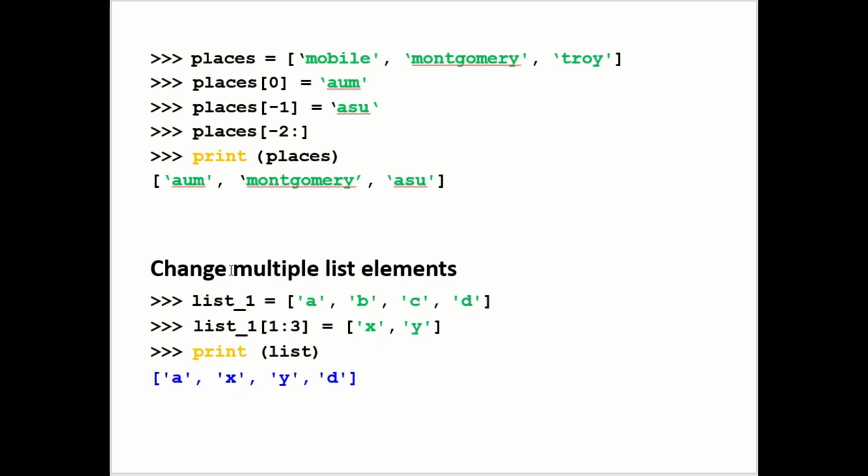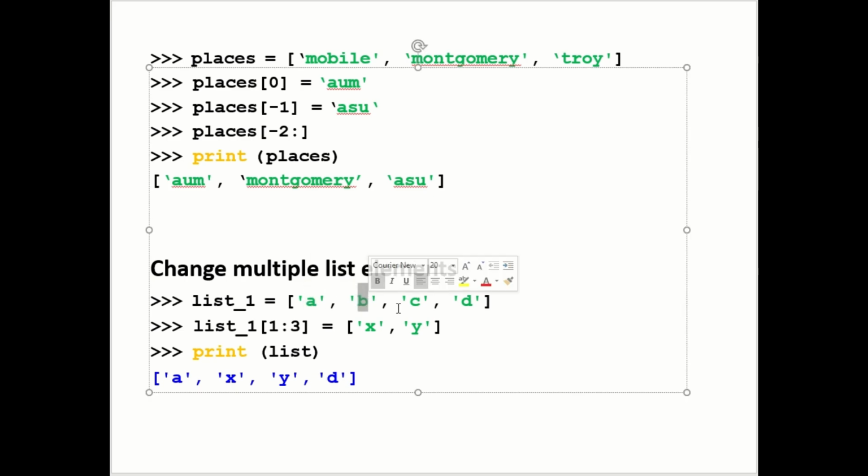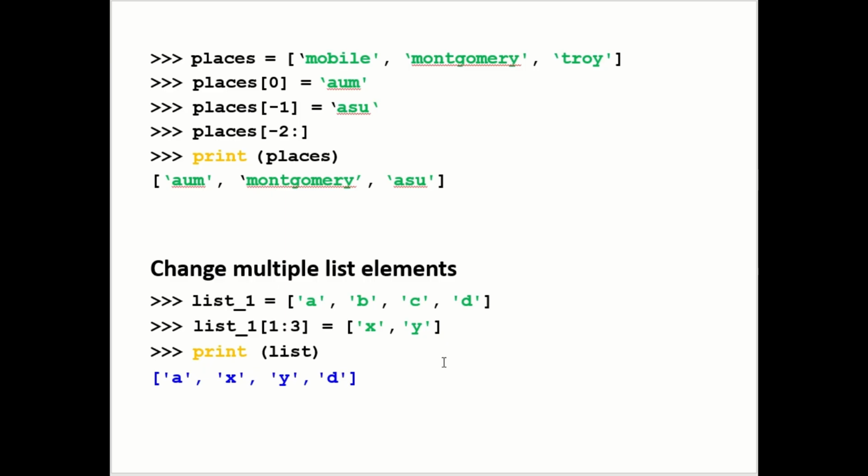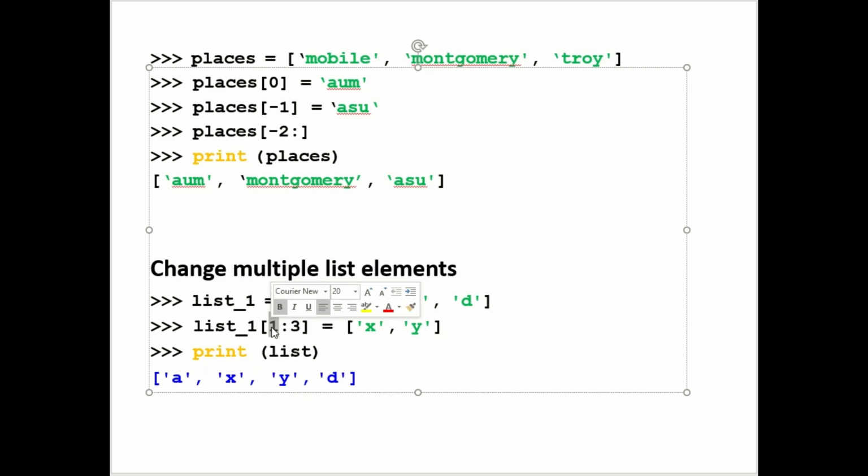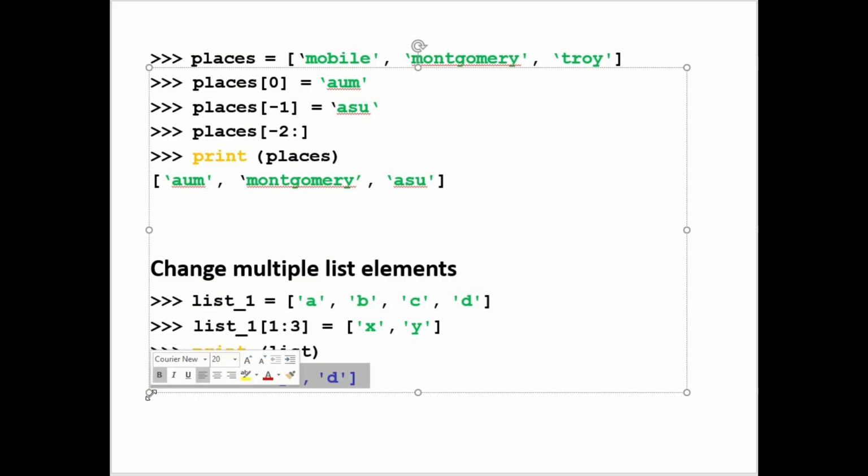If we want to, we can also change multiple list elements at the same time. So in this case, list 1 is a list, 4 elements, individual A, B, C, D letters, strings. If we want to replace some of those with the strings X and Y, we can, but we don't insert them at a single location. We're inserting them in multiple locations. So 1:3 means at the 1 index spot, up to but not including the number 3. So that includes 1 and it includes 2. And so the output would be AXYD.